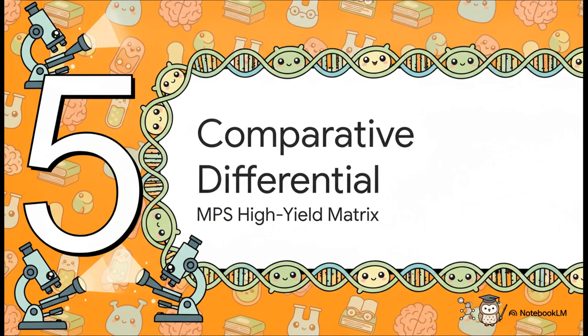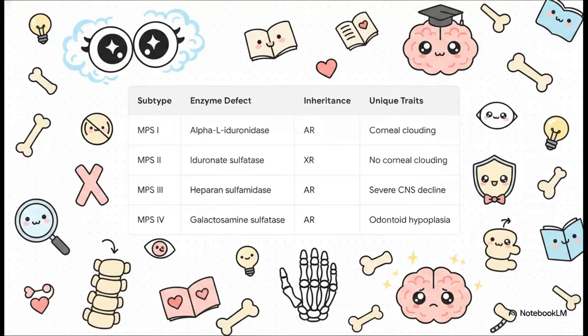On to Section 5, the comparative differential. To truly master this topic for your entrance exams, you have to systematically contrast MPS I with the other high-yield lysosomal storage disorders. Context is everything in a multiple-choice examination. Let's review this comparative differential matrix. Note the distinguishing traits carefully.